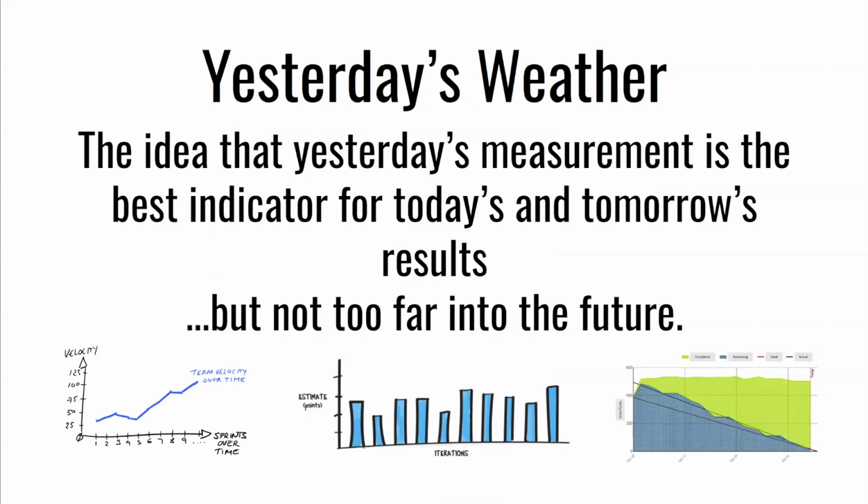So there's this concept, you've probably heard of it before, called yesterday's weather. These graphs are good, and the data is good, because this concept of yesterday's weather is the idea that yesterday's measures are the best indicators for today and tomorrow's results, not too far in the future. In the past, we were able to forecast out farther and have a little less variability in those forecasts and be a lot more accurate, because change didn't happen as fast as it does today.